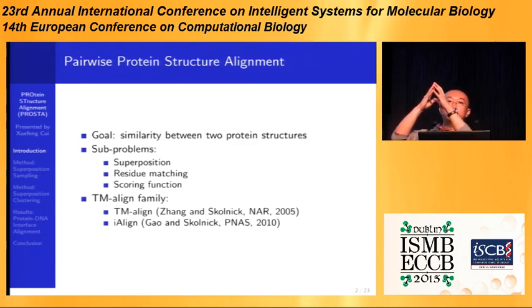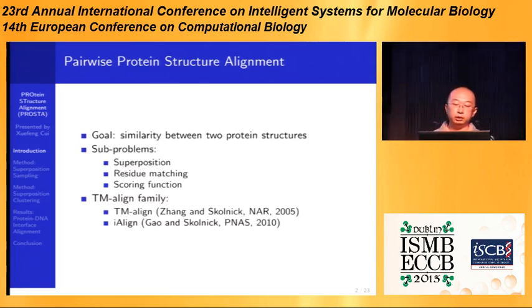And the next step, we need to find the corresponding residue pairs, which means which fingers should be the corresponding ones. And this is called the residue matching problem. And next, we need to evaluate the superposition and the residue matching by a scoring function. And unfortunately, if we do not know the superposition and we do not know the optimal residue matching, we want to solve both of these problems together. This problem becomes NP hard.